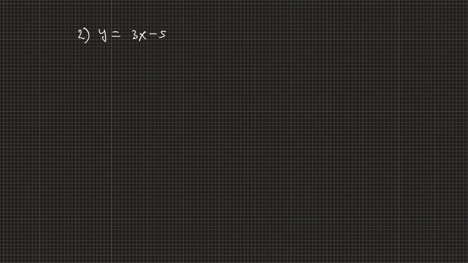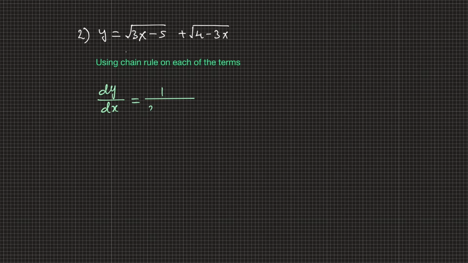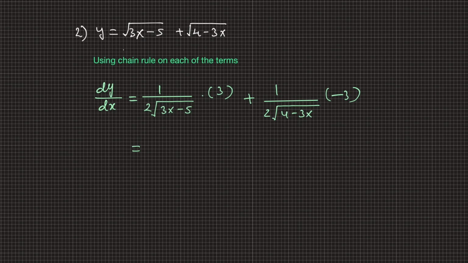Given y equals root 3x minus 5 plus root 4 minus 3x, using the chain rule on each of the terms, we have dy/dx equals the derivative of the outside function, which is 1 over 2 root 3x minus 5, times the derivative of the inside function, the derivative of 3x minus 5, which is equal to 3, plus the derivative of the outside function, which is 1 over 2 root 4 minus 3x, times the derivative of the inside function 4 minus 3x, which is negative 3.